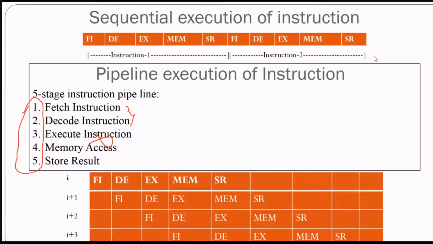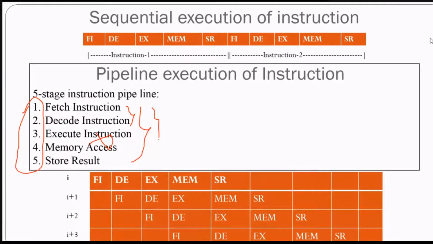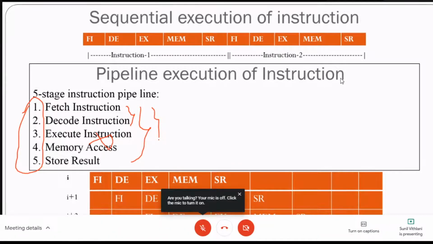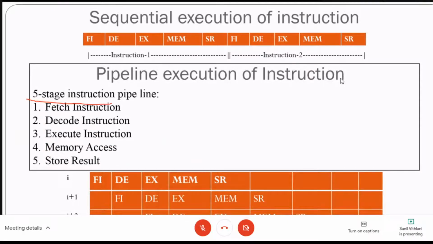In some instructions, it requires all 5 stages. Suppose if it is a conditional jump instruction, then it requires 3 stages. So we will see all the things. We will see both 5 stages and 2 stages, how they work, and which operation is performed in which stage. But this is just a starting point overview that we are going to use a 5 stage instruction pipeline.